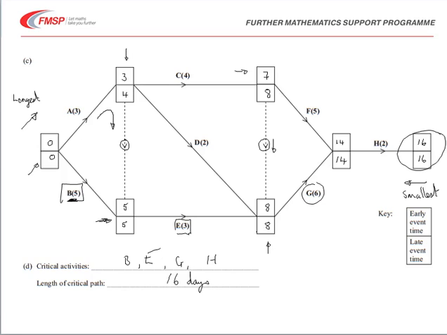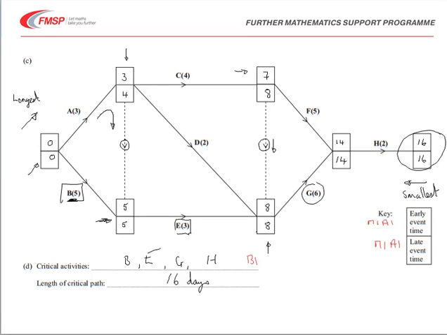The marking in this part of the question, there's an M1 and A1 for getting the early event time. So basically, if the numbers were increasing from left to right, then a method mark and A mark for getting it entirely correct, and then a similar M1 and A1 for the late event time. So this time if they're decreasing from right to left, then you would get that mark.